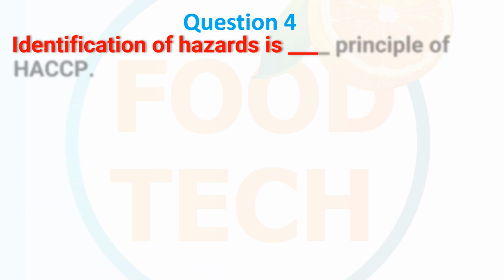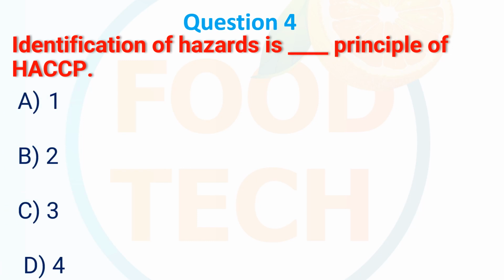Identification of hazard is the dash principle of hazard analysis. A. 1. B. 2. C. 3. D. 4. The answer is A. 1.